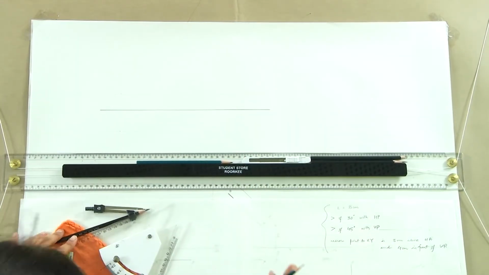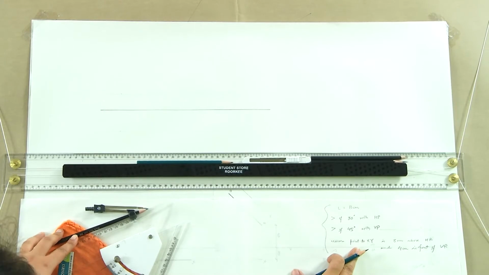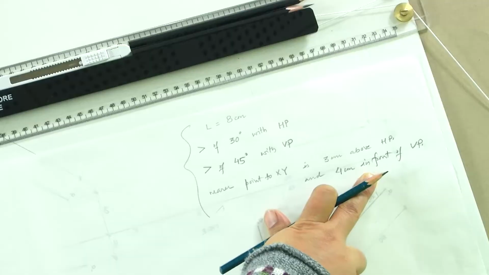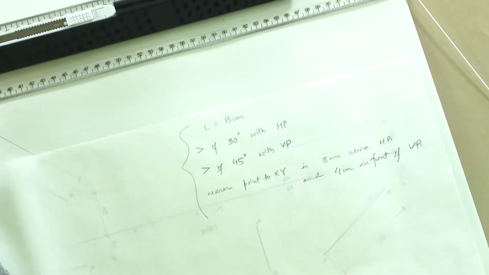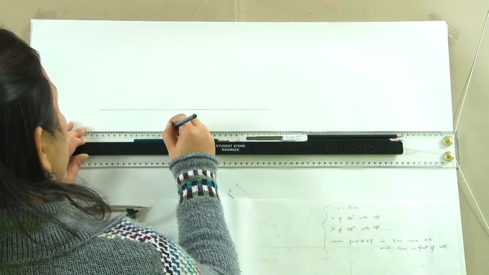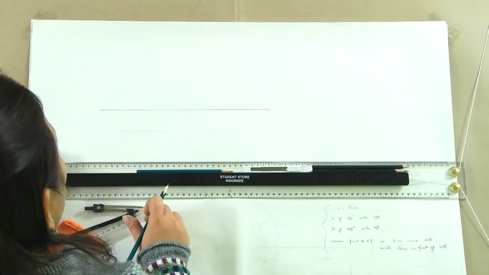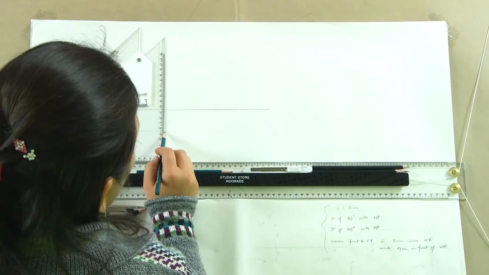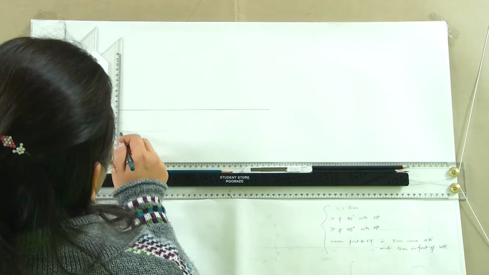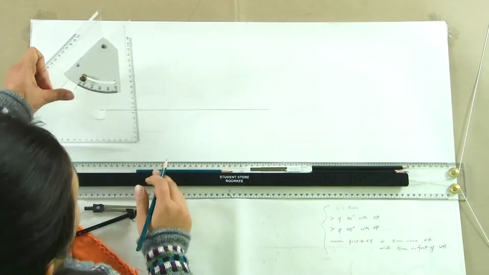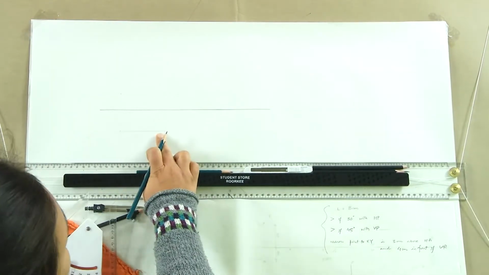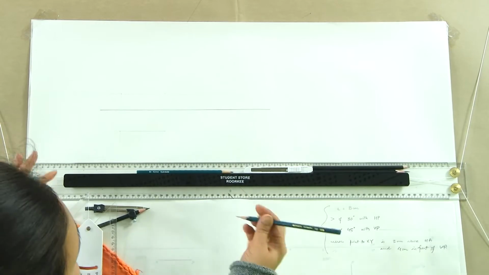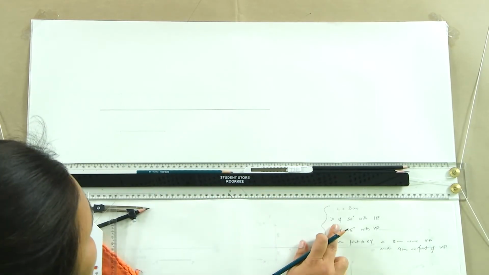Now, assuming that we had a line which was parallel to both the planes and it was 3 centimeters above HP and 4 centimeters in front of VP, what would we get? We would get this line, which is 8 centimeters long and is parallel to both the planes. So, these are the two lines which are going to be considered when the line is, to start with, parallel to both the planes. Now, let us incline this line at an angle of 30 degrees with HP.